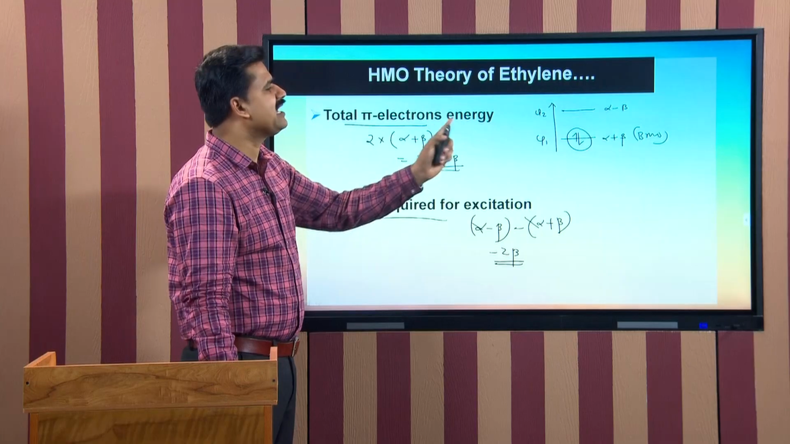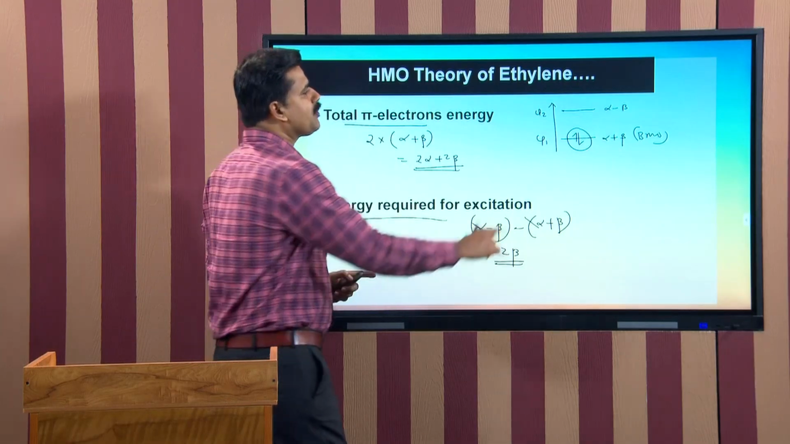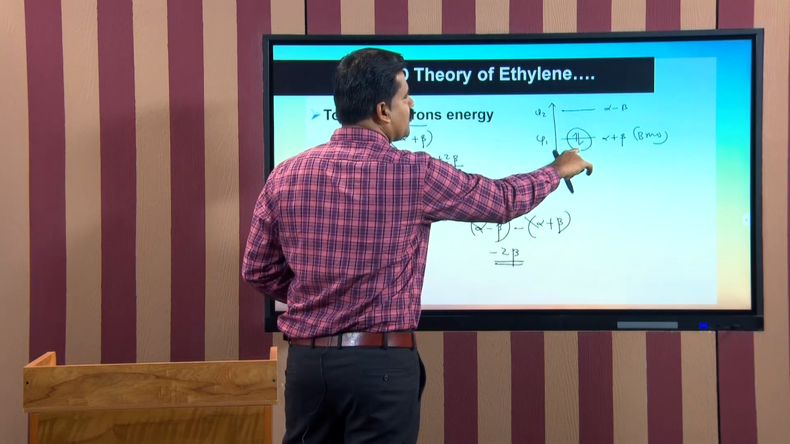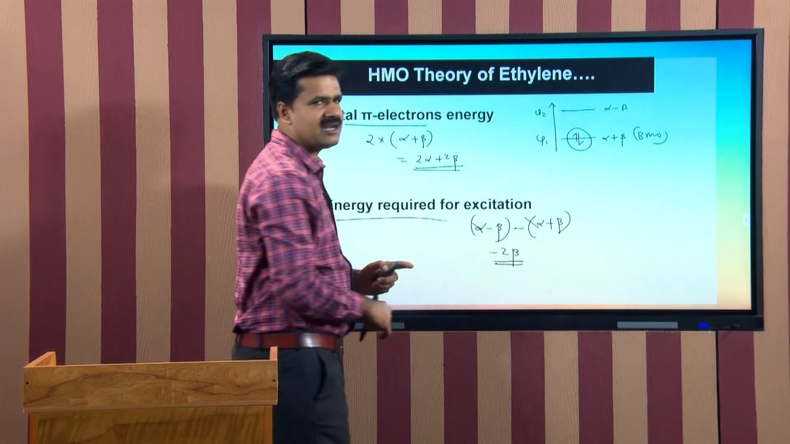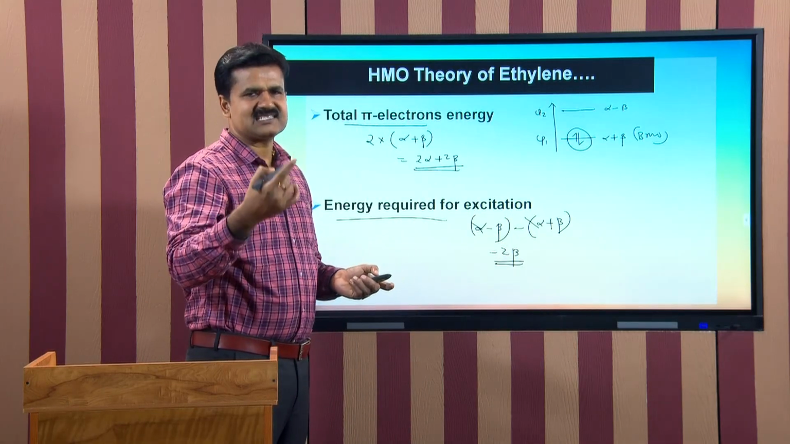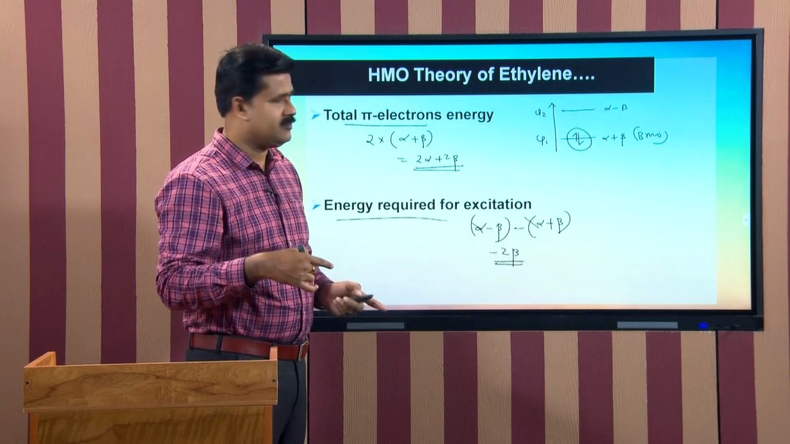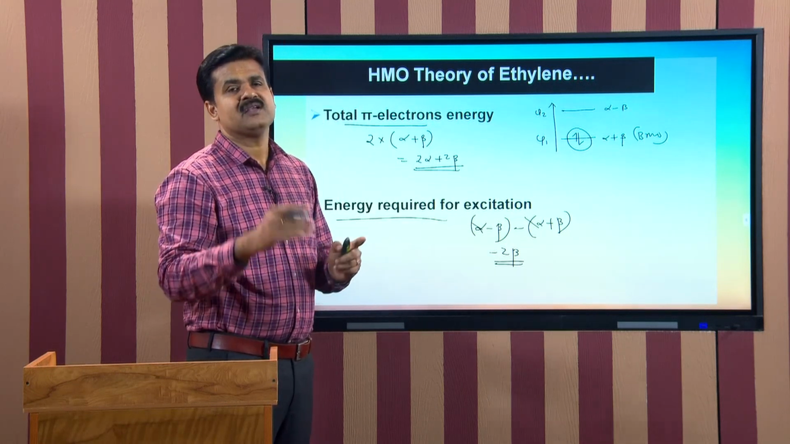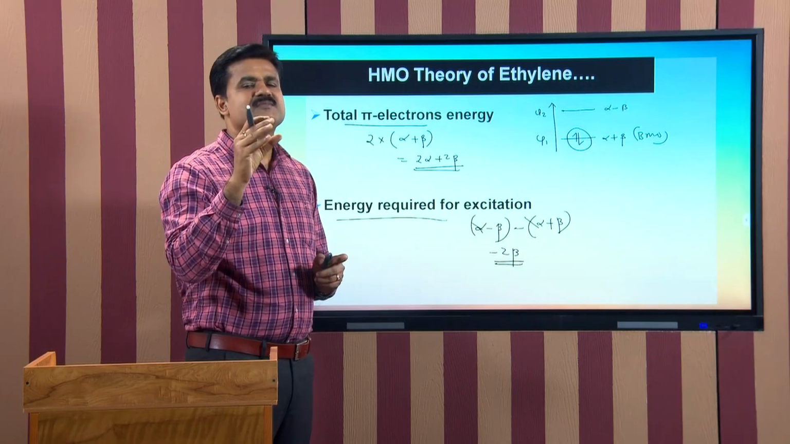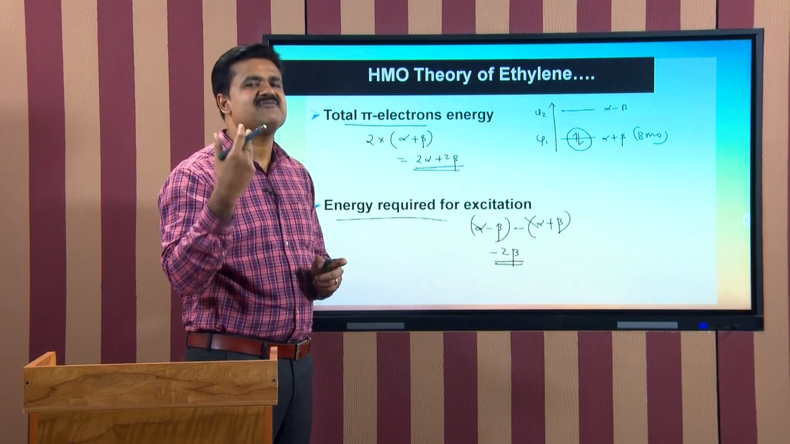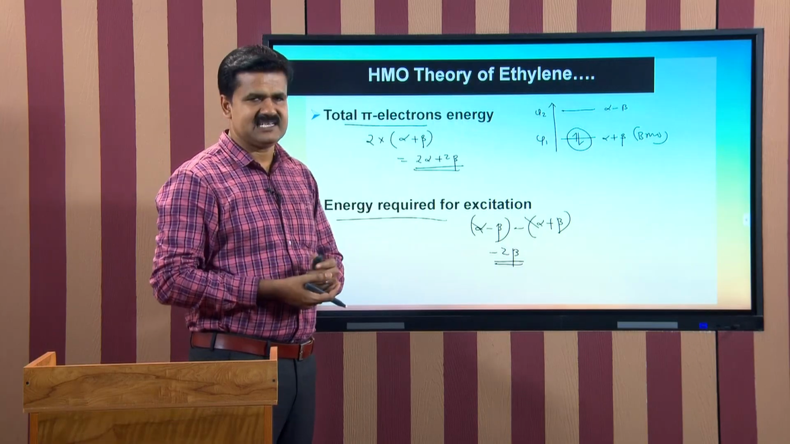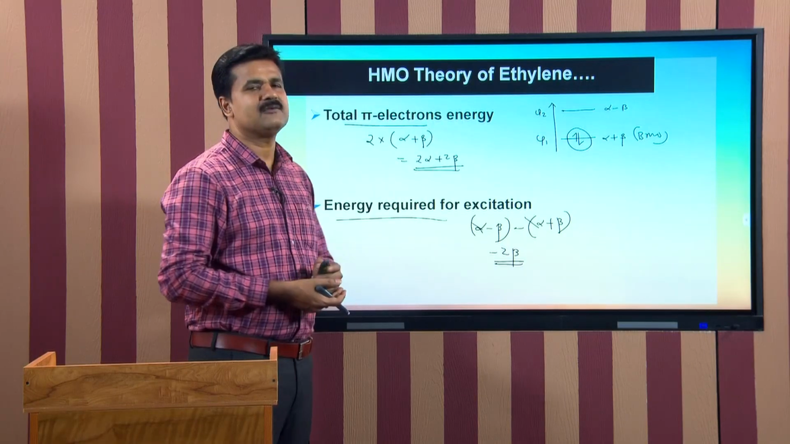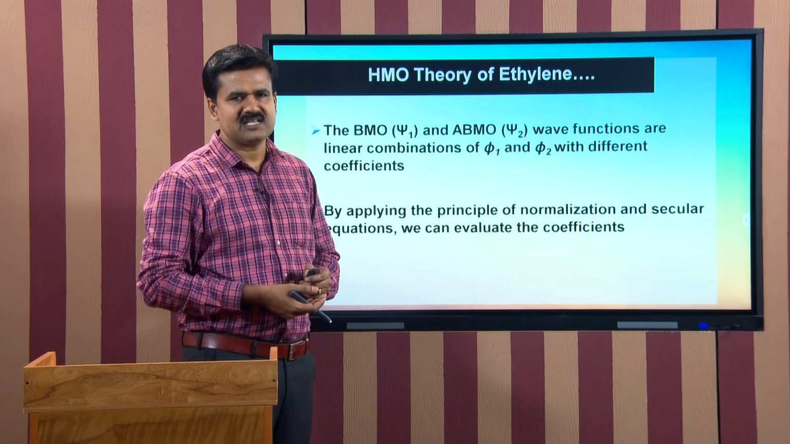So, by supplying minus 2 beta energy, one can promote the electron present in the bonding molecular level to the anti-bonding molecular level, or simply that is considered as the HOMO-LUMO transition. So, if you evaluate the energy corresponding to minus 2 beta, then it is possible to find the necessary wavelength used for this excitation. That is all about the energy level calculation based on HMO theory.